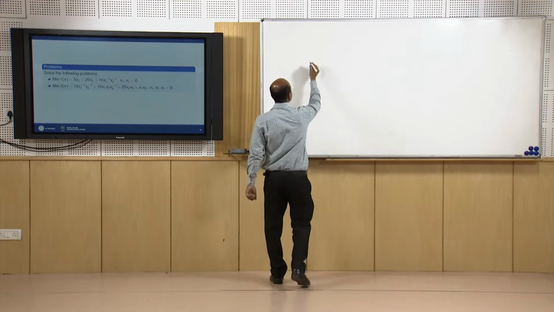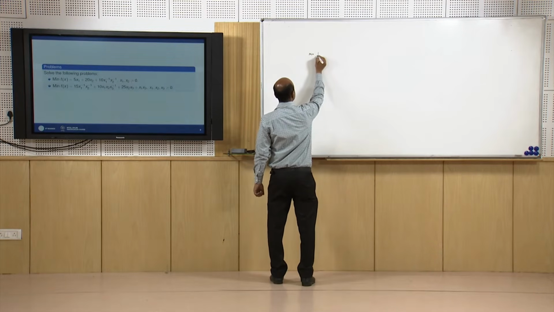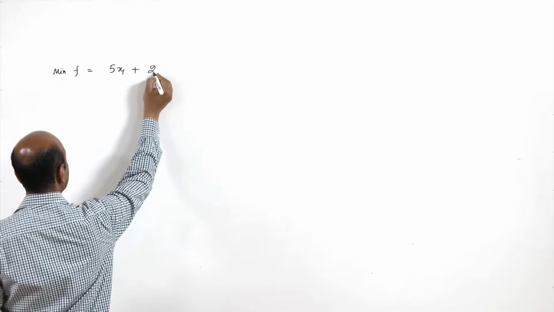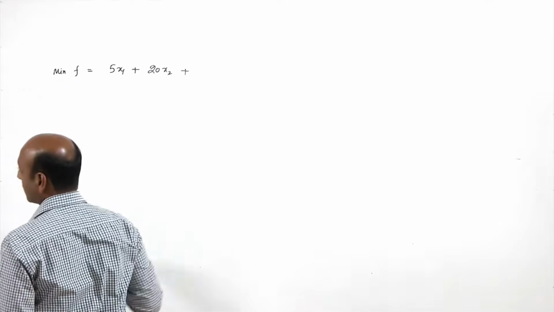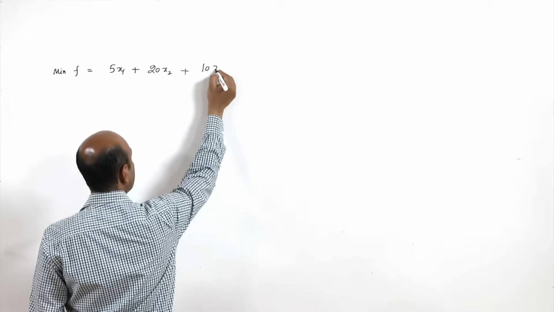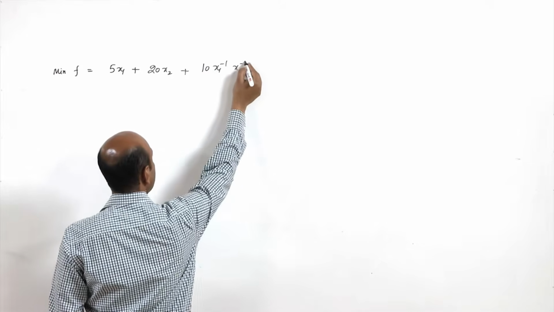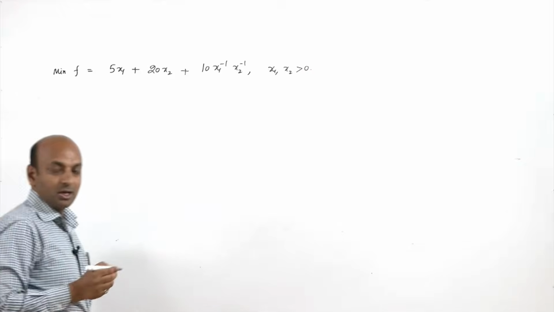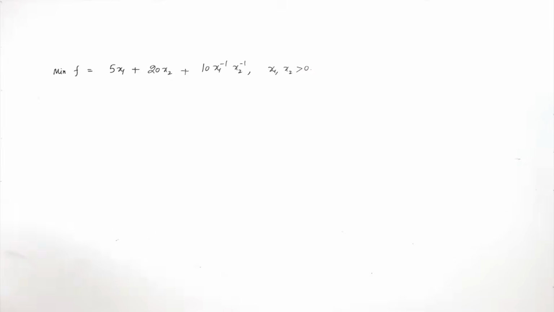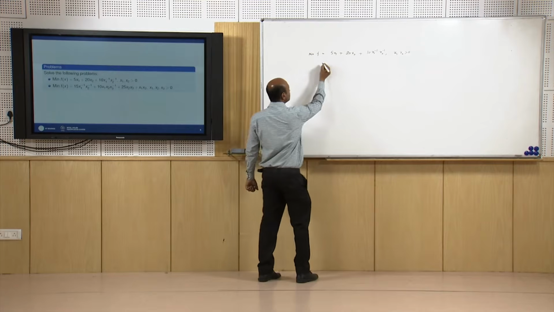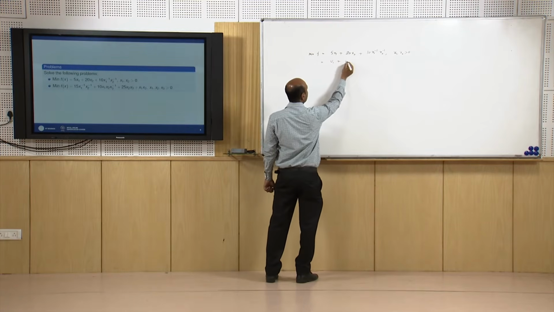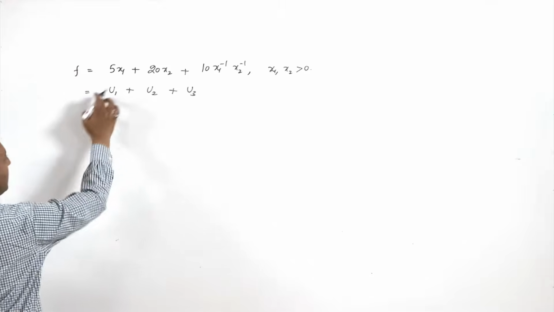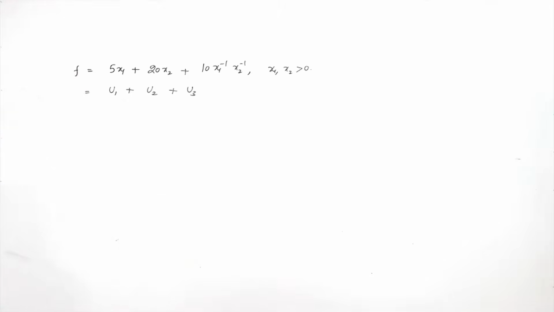The problem is minimizing f, which equals 5x1 plus 20x2 plus 10 x1 raised to power minus 1, x2 raised to power minus 1, with x1, x2 greater than 0. Now, it is the same type of problem. Let us see how to solve it. Again, say f equals u1 plus u2 plus u3. We have to find the minimum value of f.